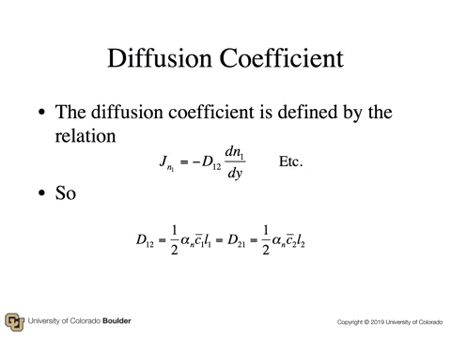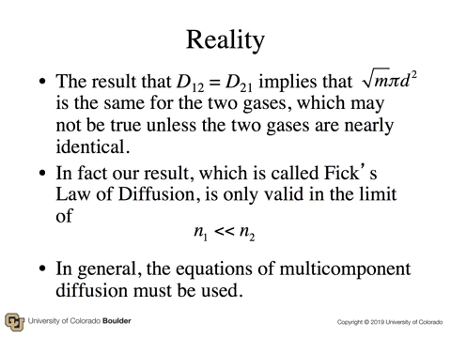And then the diffusion coefficient is defined by the relation J equals minus D dn/dy, and that's just a gathering of 1/2 alpha c-bar L. And so, because of the mass balance, where the fluxes have to be equal to each other for 1 and 2 but of opposite sign, then it turns out that the diffusion coefficient of 1 into 2 has to equal 2 into 1. And in fact, that is not the case, because that implies that the square root of m pi d squared is the same for the two gases, which may not be true unless they're nearly identical.